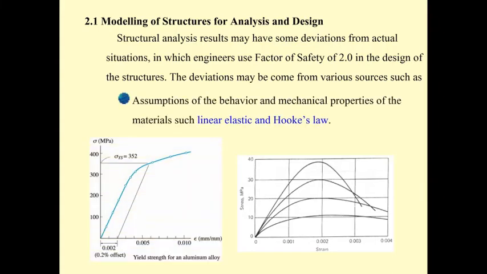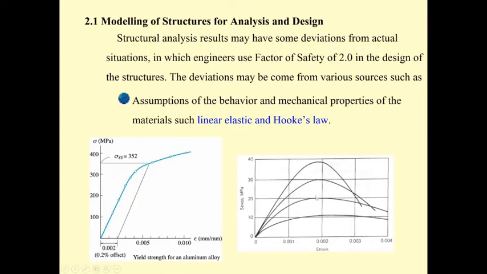Let's consider the stress strain diagram of the steel. This steel has no clear yielding, so we use the 0.2% offset to determine the yielding of 352. In the design, you have learned that we don't use this value. We will divide the yielding stress of the steel by the factor of safety, 2.0. That means actually the behavior of the steel is going to be in the linear elastic portion.